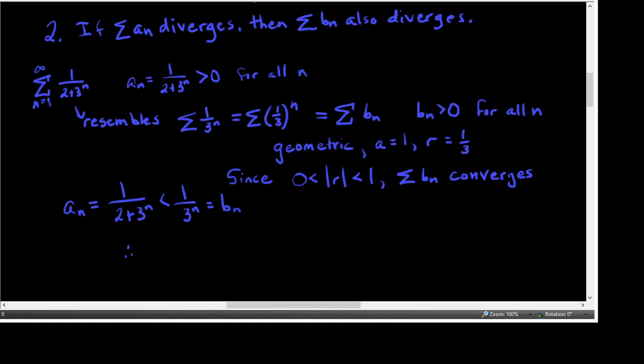conclude, therefore, that the series we're working with, and probably at least once in this problem, maybe in the conclusion, I ought to be a little bit more careful with that notation, from n equals 1 to infinity of 1 over 2 plus 3 to the n, also converges.